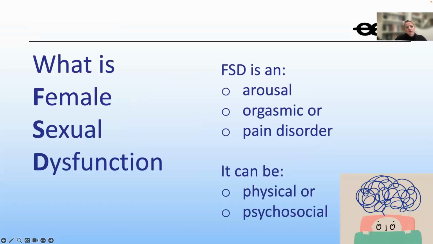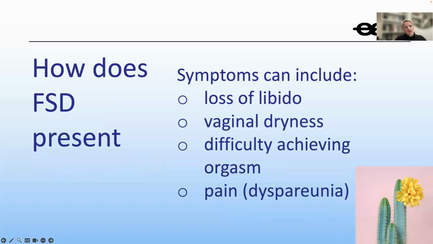So let's address what female sexual dysfunction, or FSD, is. It can be an arousal, orgasmic, or pain disorder. It can be physical or psychosocial in its presentation and causation. And symptoms of FSD can include loss of libido, vaginal dryness, difficulty achieving orgasm, or pain, otherwise known as dyspareunia in the medical texts.